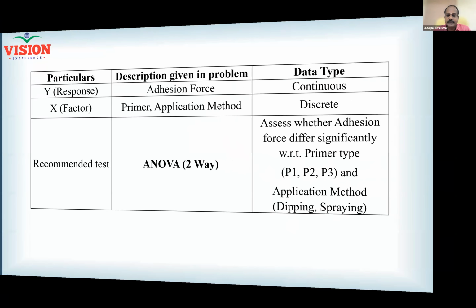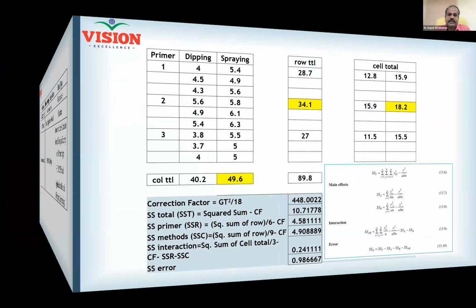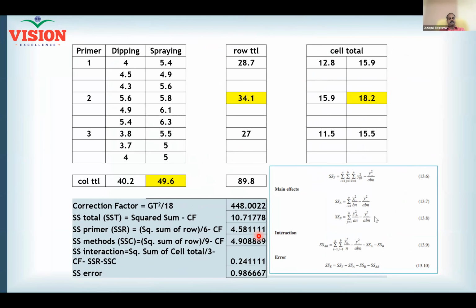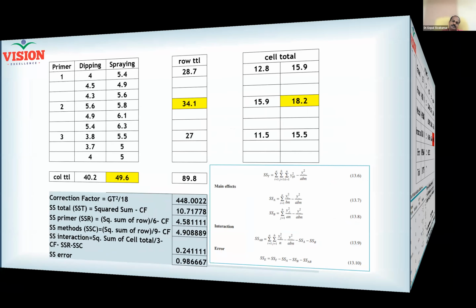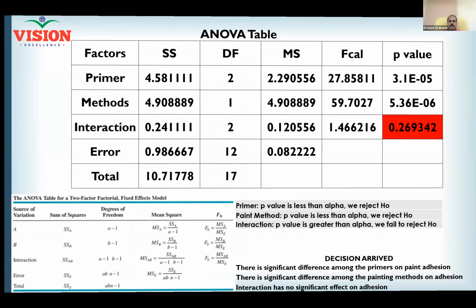And now this is how the experiments are conducted. Now find out whether it is balanced or unbalanced. It's balanced. Okay, and now look at the way the data is used here. Some calculations are done here. Why are these calculations done? To generate the ANOVA table.